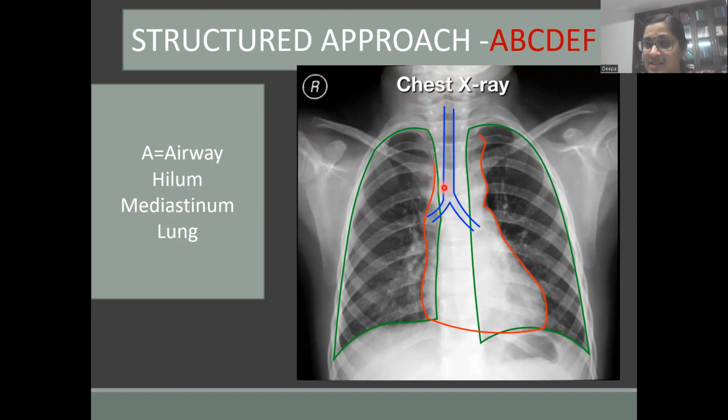So airway, as you can see, the trachea and the tracheal bifurcation, depending upon the position of the airway, the pathology can vary. For example, if there is a collapse on one side, the airway will be pulled to the same side, and if there is a pneumothorax or a pleural effusion on one side, the airway as well as mediastinal structures can be pushed to the opposite side. This we'll be discussing more in detail in the coming slides. So not to forget to have a look at the airway to begin with interpreting the chest X-ray.